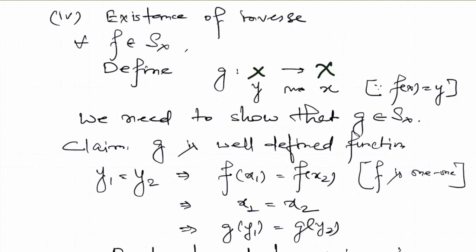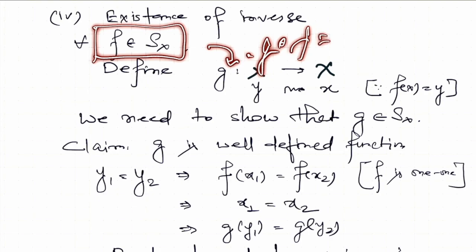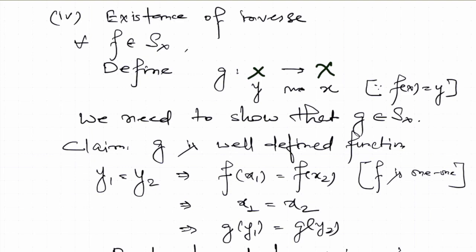Lastly, we have to show the existence of inverse. It means that for any bijection f from X to X, there exists a bijection g from X to X such that f∘g equals g∘f equals identity. So let's define g by a rule or method which sends elements from X to X such that whenever f(x) equals y, g(y) equals x. We need to show that g is a bijection.